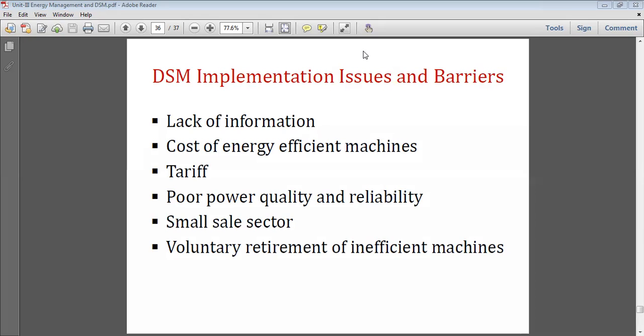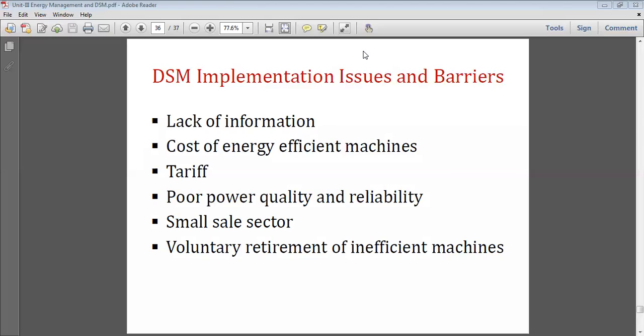And such small scale industry is not ready to invest money in energy conservation, in the replacement of old machines by new machines, isn't it? Again, the financial position may not be good, or such type of industry does not have ample funds for purchasing energy efficient machineries. So small scale industry is also one of the hurdles in demand side management.